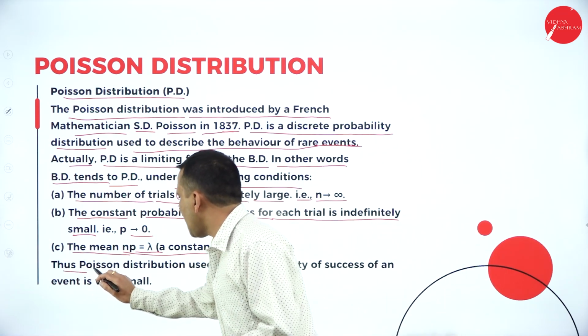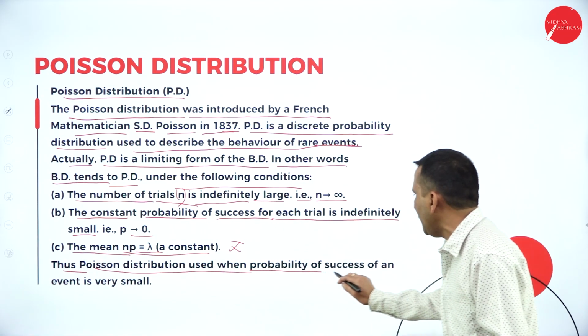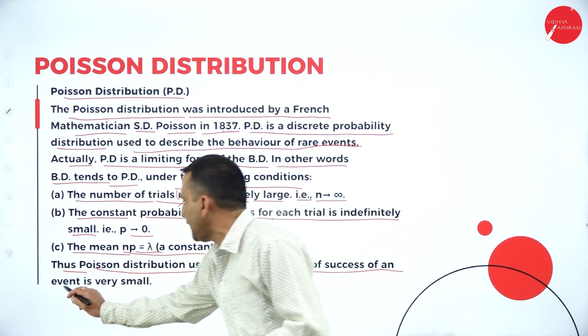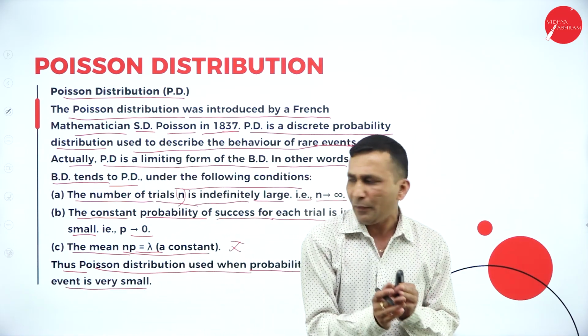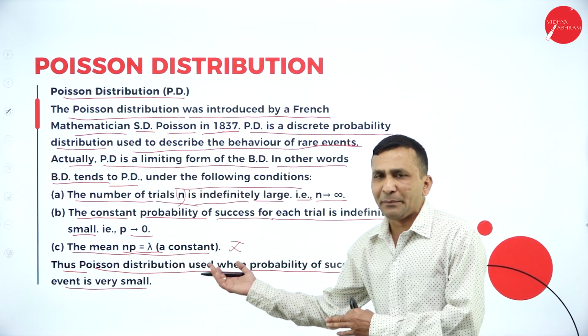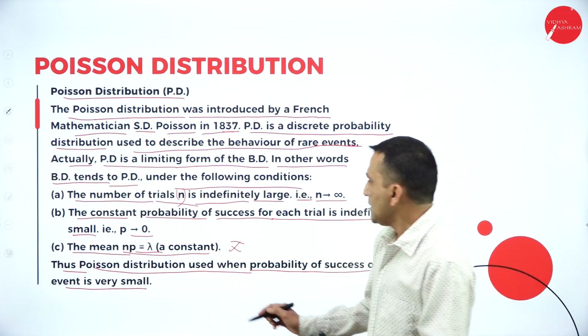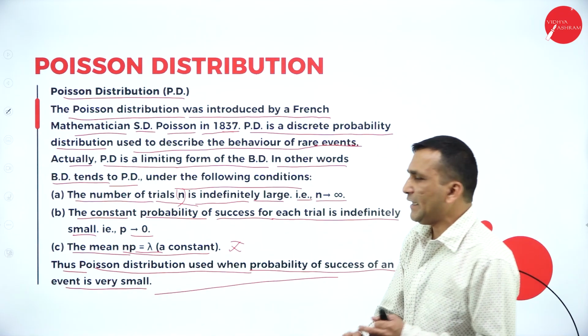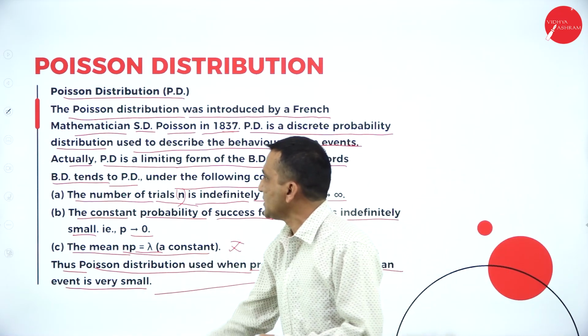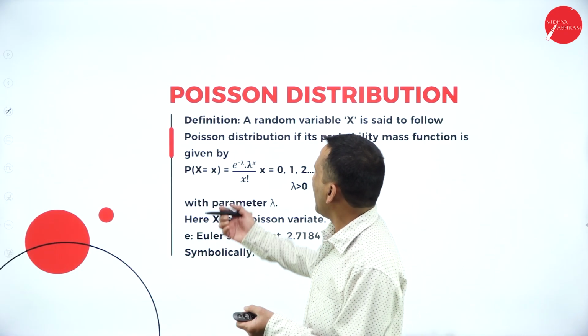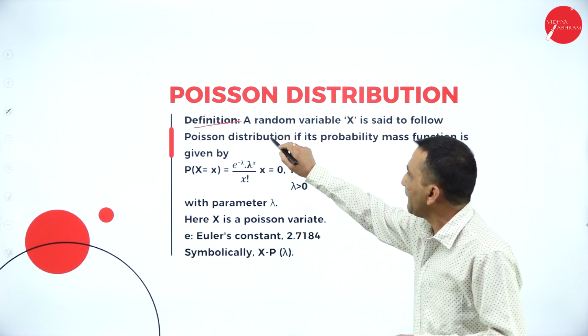Thus the Poisson distribution is used when the probability of success of an event is very small. Why are we using the Poisson distribution? Because of the small size of the probability we are expecting for success. In this case, there is one standard definition.